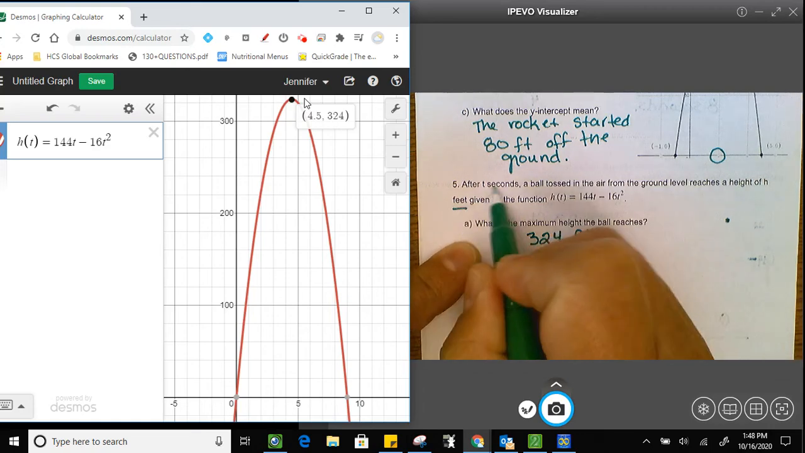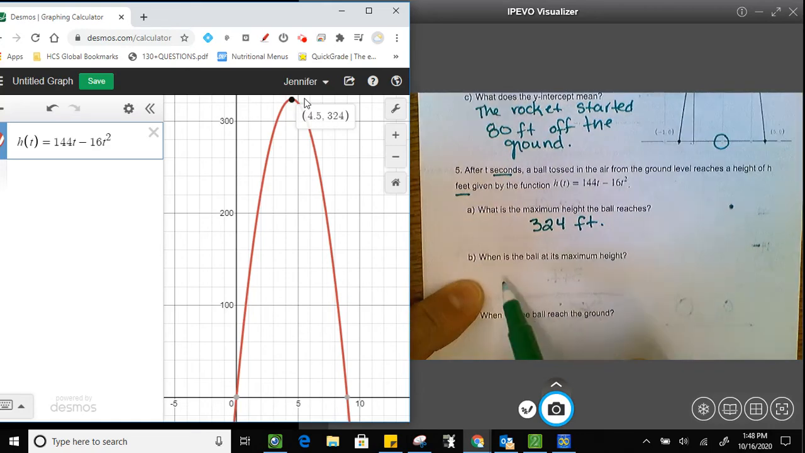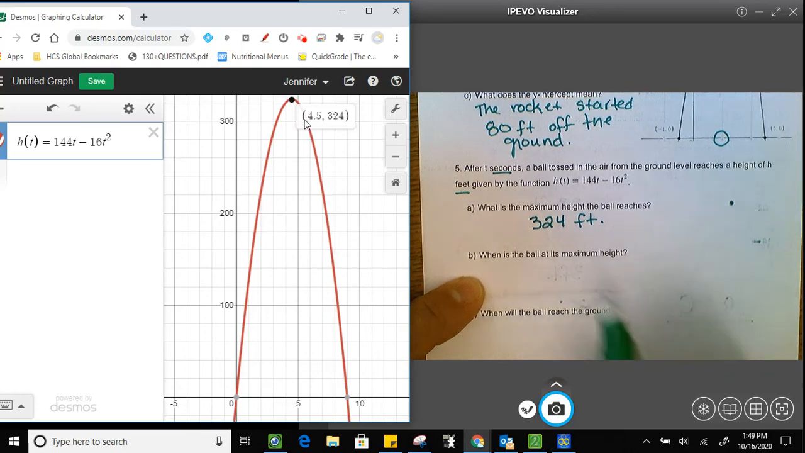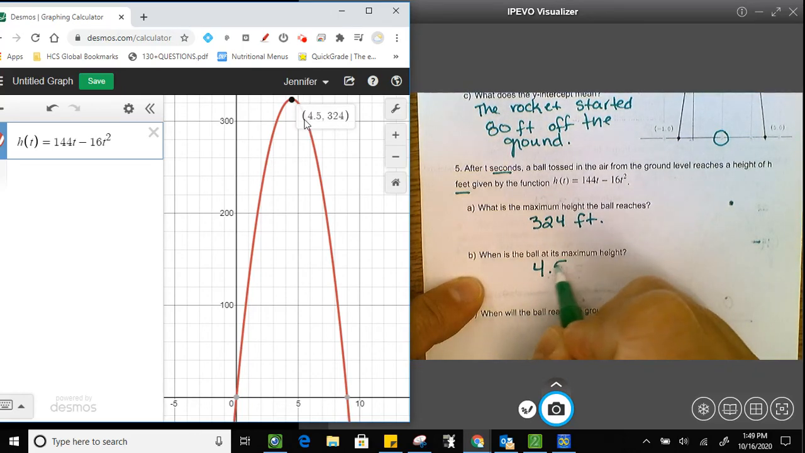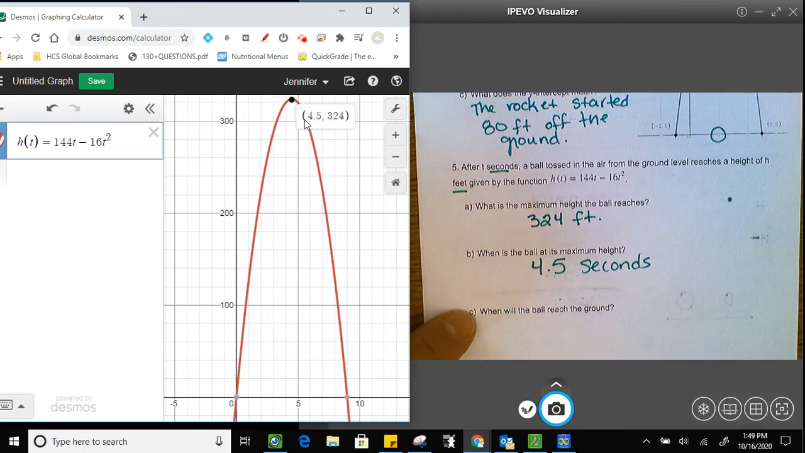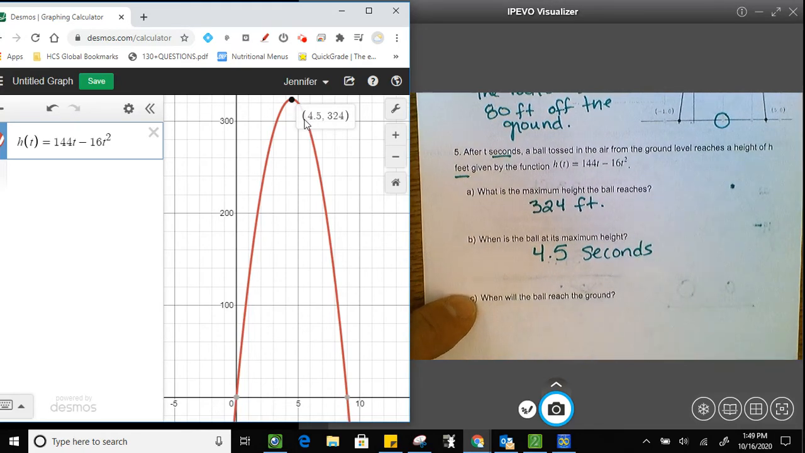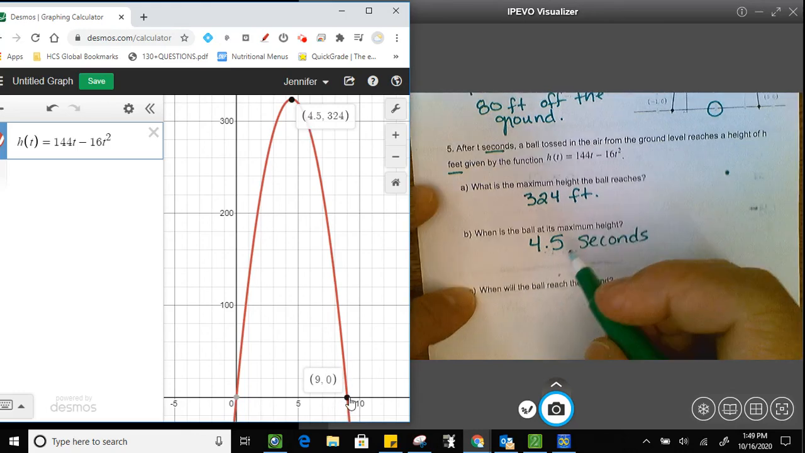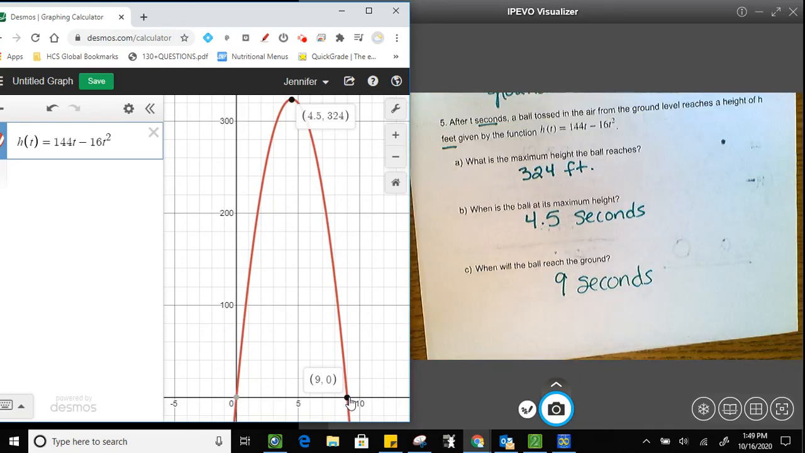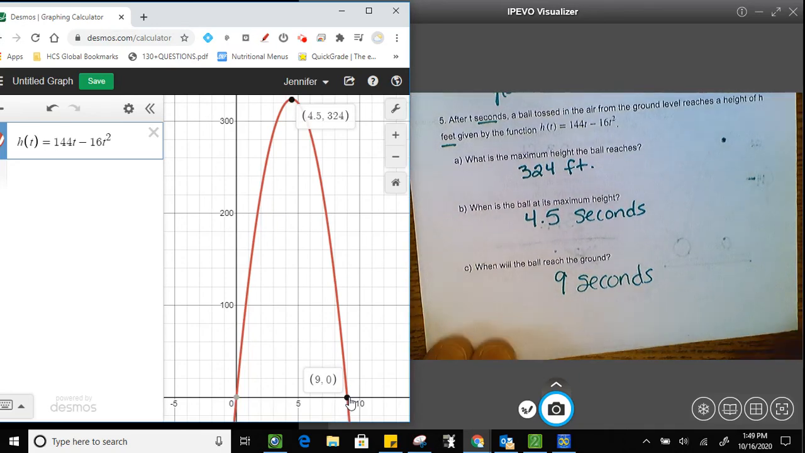This time it says feet in seconds. When is the ball at its maximum height? Well, that's 4.5 seconds. And when will the ball reach the ground? Well, it reached the ground at 9 seconds. So you can see how nice and easy Desmos makes this.